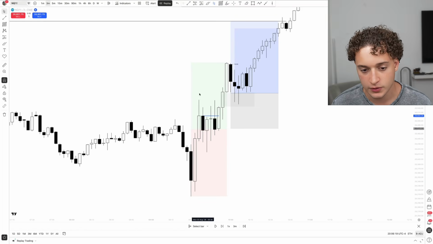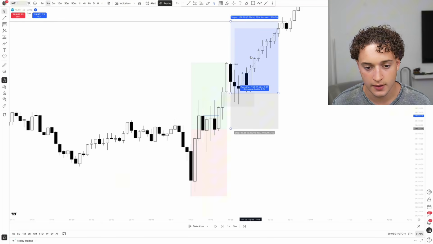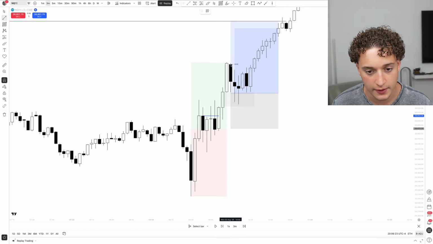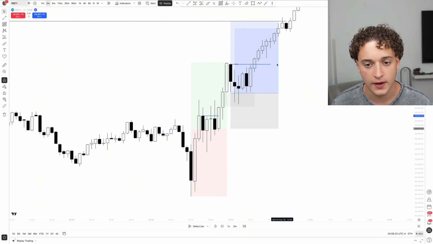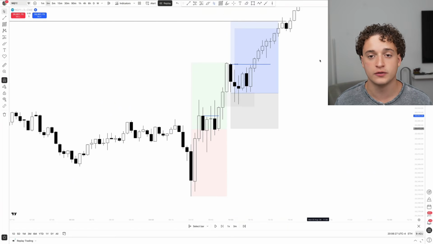Right? As then we saw later, we get this V shape out of there. We get this continuation SysD higher. And then we get the final push up to the draw, which was our full TP, totaling in around $700 per account.